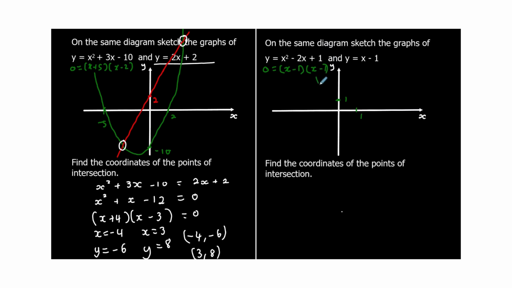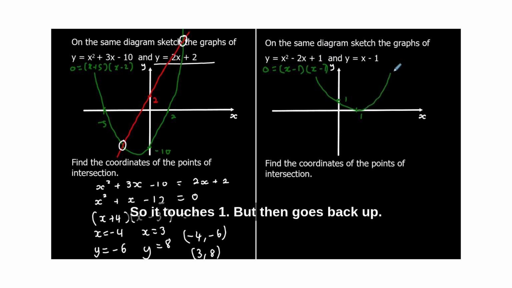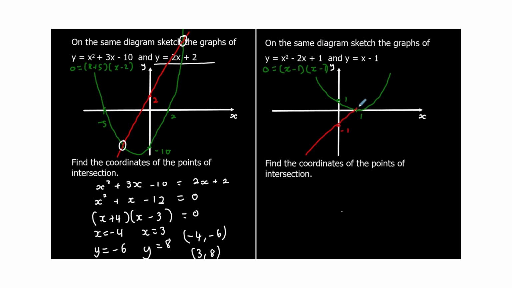So we've got a quadratic. It touches 1, but then goes back up. y equals x minus 1. It's got a y-intercept at negative 1 and a gradient of 1. So for every one it goes across, it goes up 1. So it's actually going to intersect right there. Going to intersect at 1, 0. And it's going to intersect again. So it's got 1, 2 intersections.